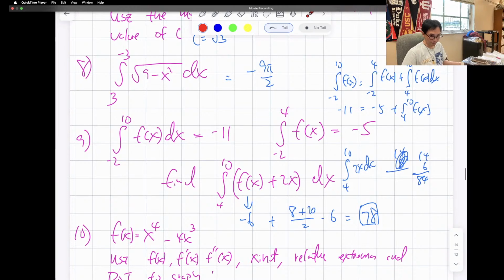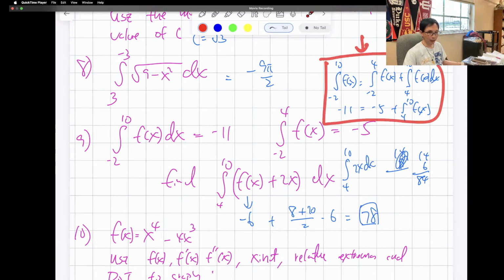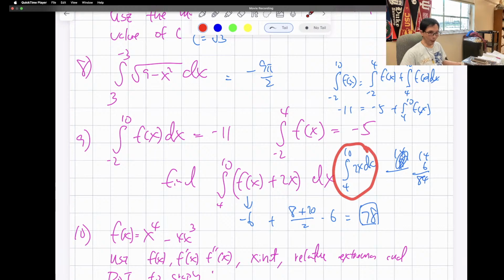Okay, number 9 is 78. The reason is I will have to use the additive property, and I'll get negative 11 equal to negative 5. I know it's between 4 to 10, but that's only including this part. It's not including this part, and for this part, I'm going to show you a different diagram. This is a trapezoid.